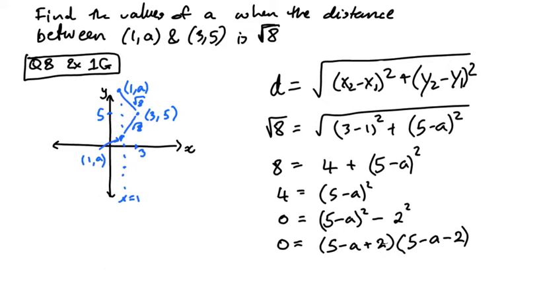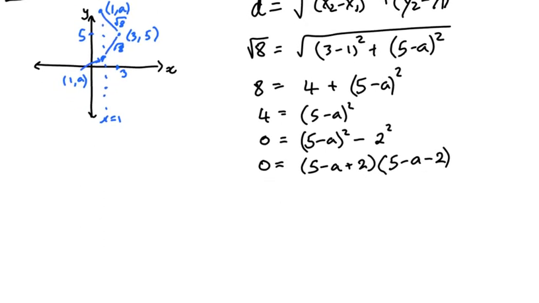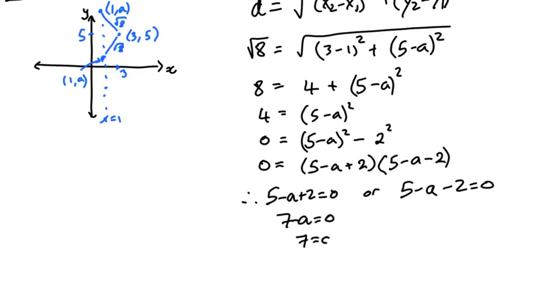Simplify that. This is an example of where we would use our null factor law, where I have two things being multiplied to equal 0. One must equal 0. So 5 minus a plus 2 equals 0, or 5 take a minus 2 equals 0. This is 7 take a equals 0. Add a to each side to get 7 equals a. This one's 3 take a equals 0. 3 equals a. And we get our two answers.